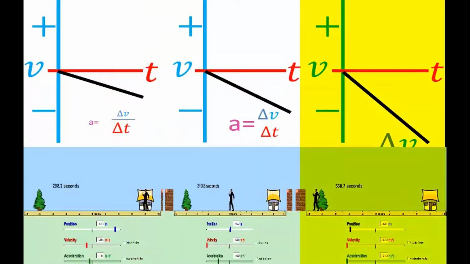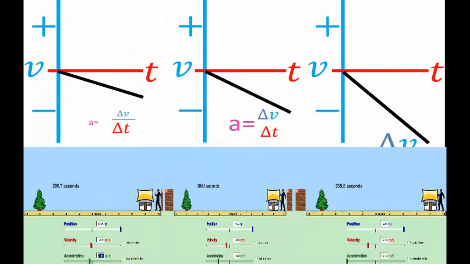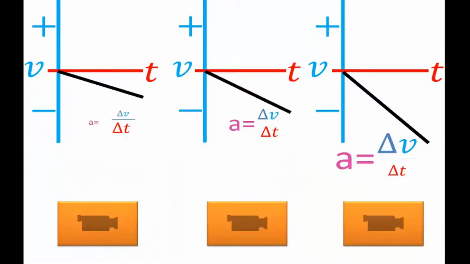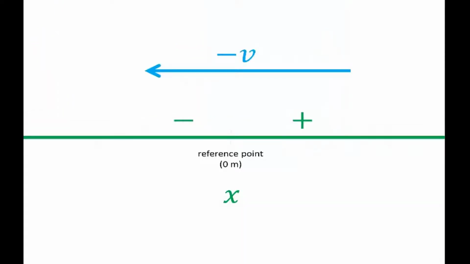High acceleration, medium, low acceleration. All started at rest and picked up speed. They were speeding up and all were heading in the negative direction towards the left. In what way are these motions similar and different? In all cases, the velocity is negative. The motion is towards the negative direction, the left.